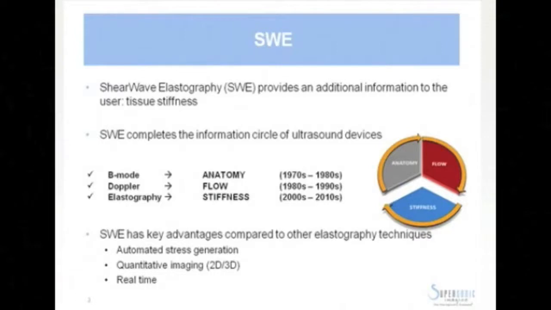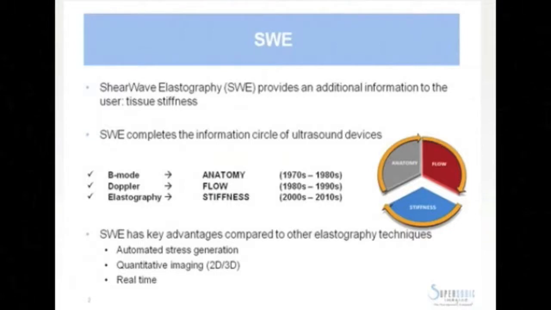The mode we are proposing, shear wave elastography, has a combination of key advantages compared to the other modes that are the following. First of all, you have an automated stress generation, and this increases reproducibility and gives access to internal organs like prostate or liver, as in the talks that you just saw. You have access to quantitative imaging in 2D or in 3D, like Dr. Amit showed you. And this is done in real time.